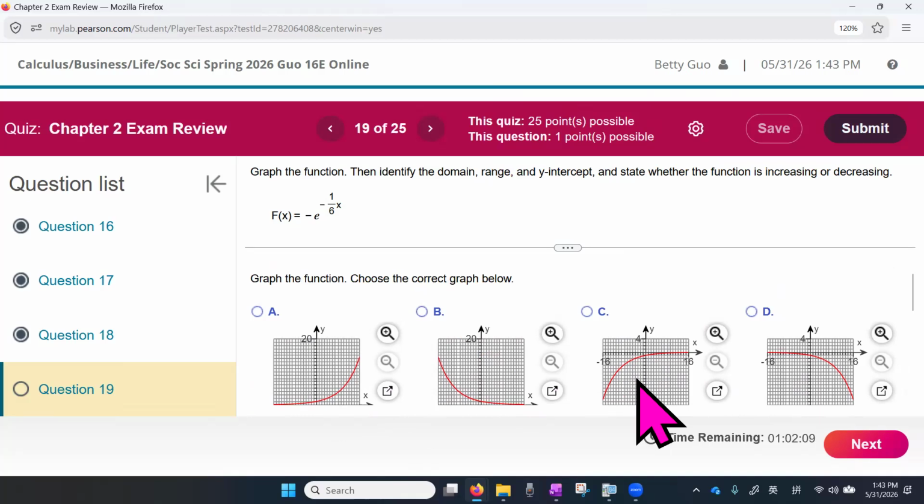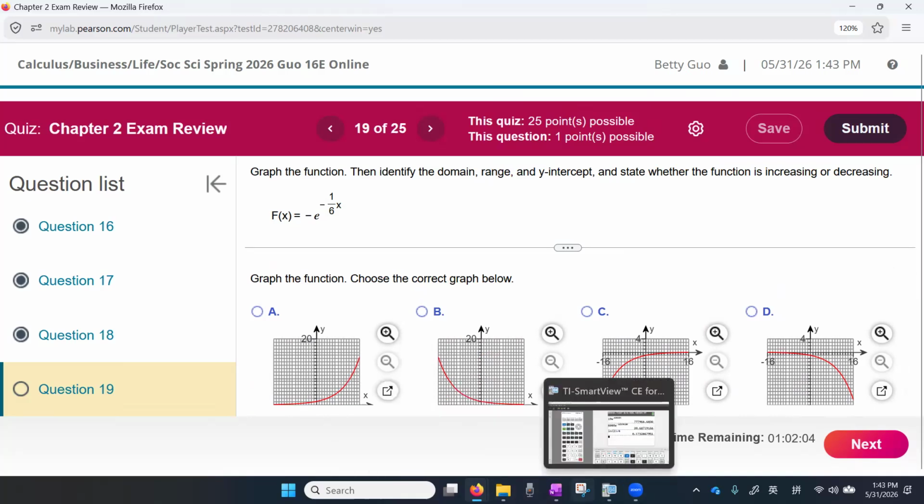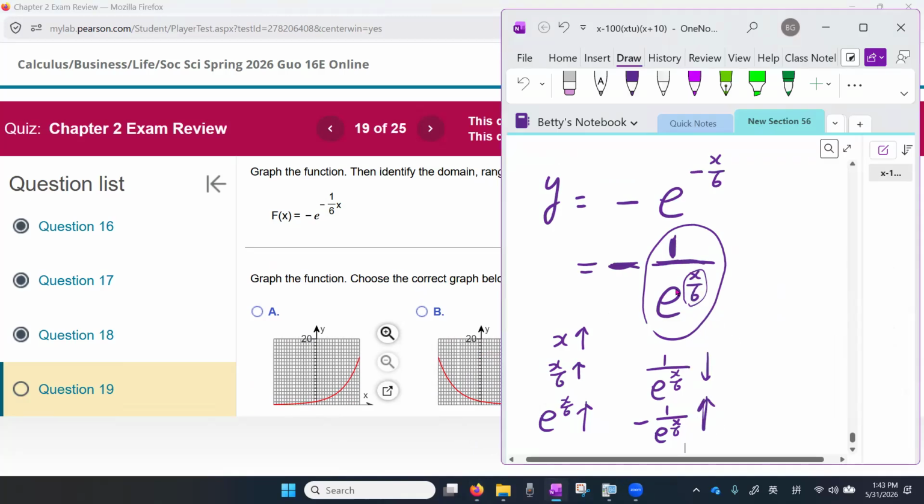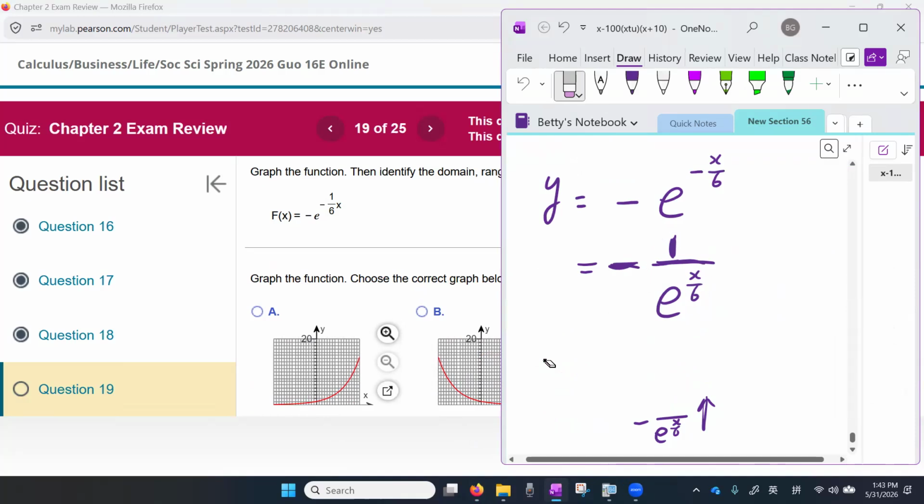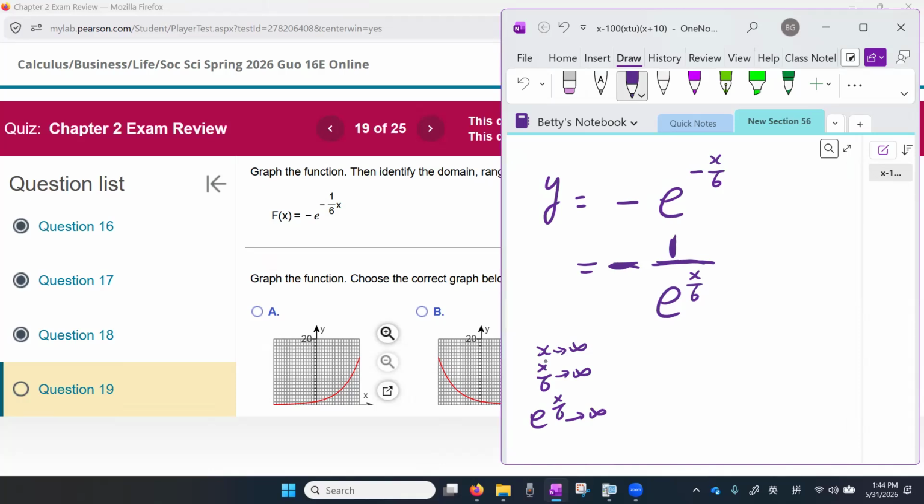So this function should have an asymptote. Let's see what the asymptote is. We're looking for the asymptote. When x approaches positive infinity, x over 6 approaches positive infinity, e to the power of x over 6 approaches infinity, but 1 over e to the power of x over 6 approaches 0, because 1 over infinity is 0.